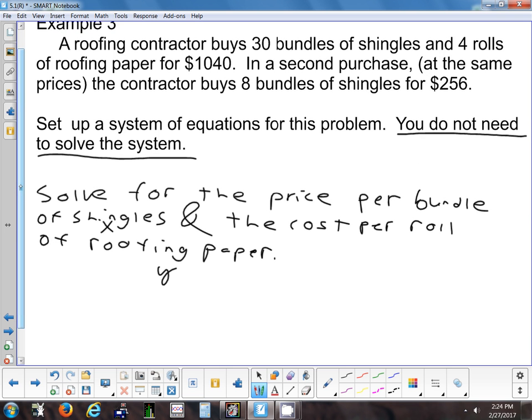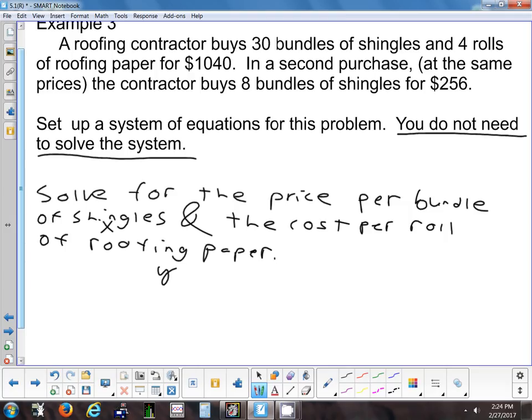All right, now the first time that the contractor goes to the store, how many bundles of shingles does he buy? He buys 30 bundles. Now, how would you figure out the cost? If he bought 30 bundles and you knew how much each bundle cost, what would you do with those 2 numbers?